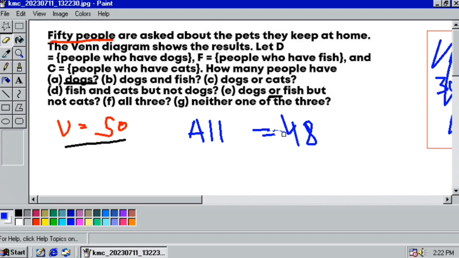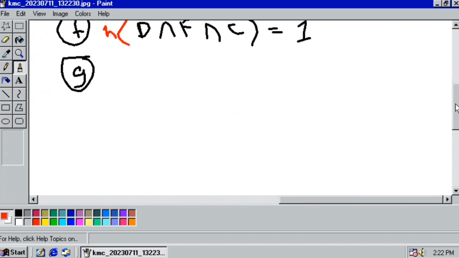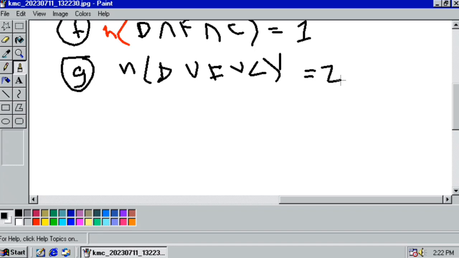Now since we're looking for neither, since all of these have passed, we're just gonna subtract 48 from 50. So that will be 2. So the number of dogs union fish union C, and we're gonna complement it since it's not included, will be 2.